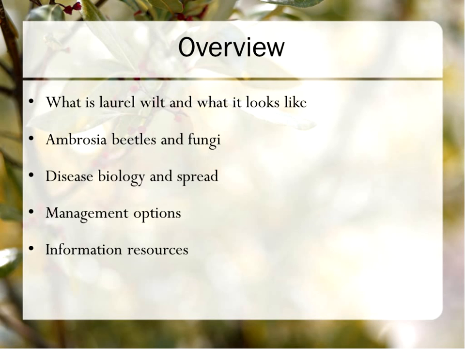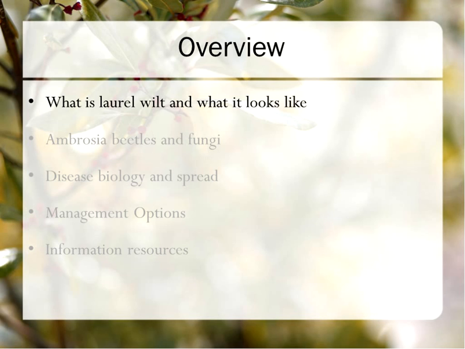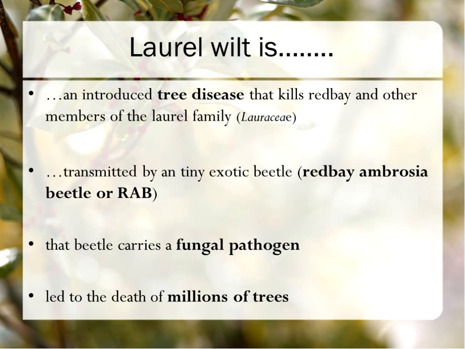So the first thing is, what is Laurel Wilt and what does it look like? Well, Laurel Wilt is a tree disease that kills redbay and other members of the laurel family. The laurel family is called the Lauraceae, and Laurel Wilt is confined to trees in that family. So anything else, oaks or pines, is not a host for Laurel Wilt. It's a disease that's transmitted by a very tiny Ambrosia beetle, called the redbay Ambrosia beetle. And sometimes in this presentation you'll see it as RAB for short.